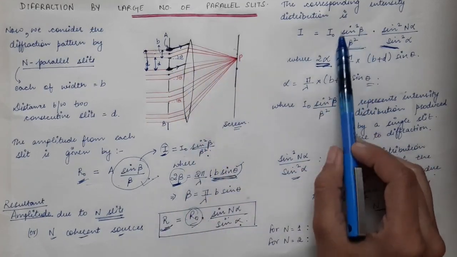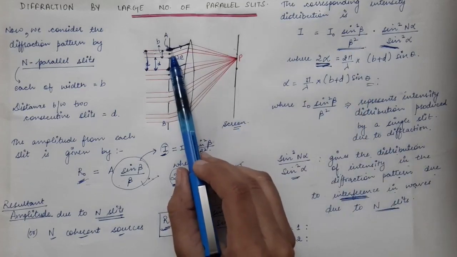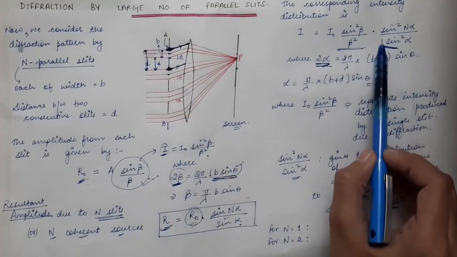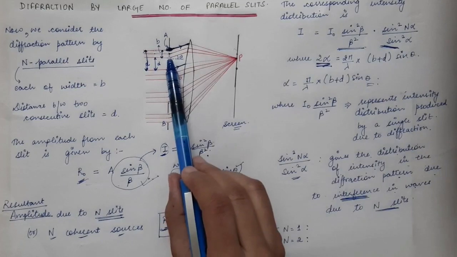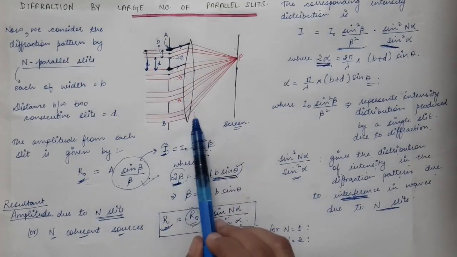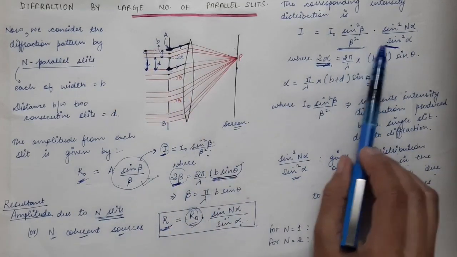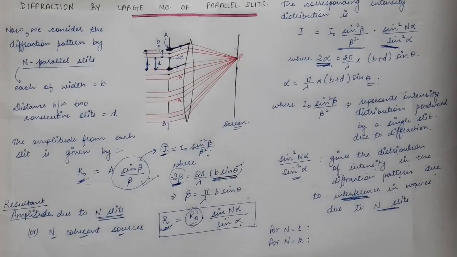So this first factor is due to diffraction at a single slit, and this second factor is due to the interference of the light rays which are coming from all these slits. So that will give us the net intensity on the screen.